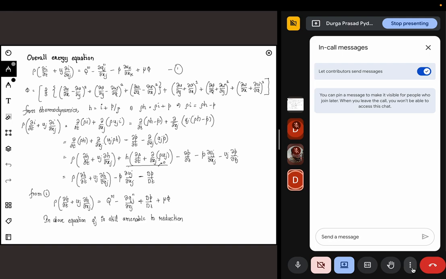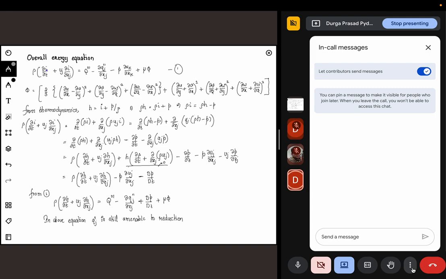But as I said again, we have this I here, which is something that we do not measure directly. So we try to convert it into something that we measure. So that's where we have the enthalpy from thermodynamics. We can use the relation. Again, under specific assumptions, we can reduce this in a simplified form.